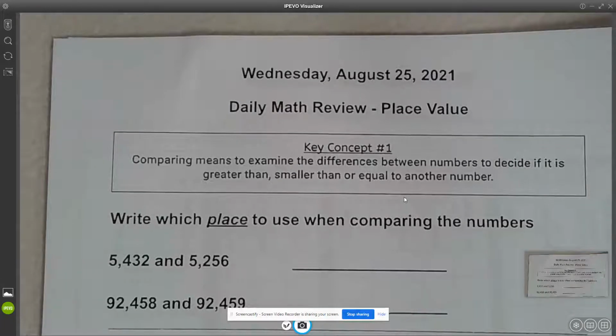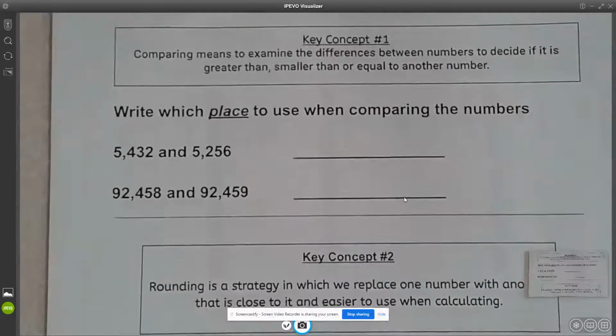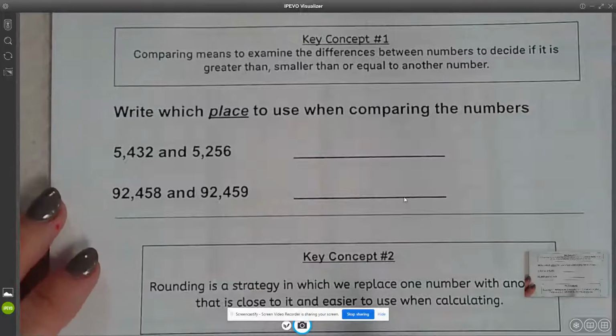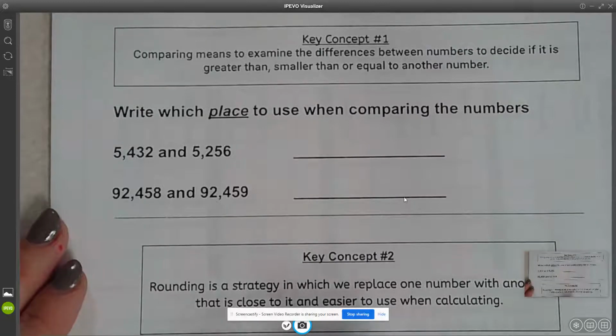Okay, folks, we're just going to go through this rather quickly. It's the same that we've been doing the last couple of days. Hopefully, by now, you're feeling a little bit more confident. If not, then when you come back, we need to sit down and go through this together.